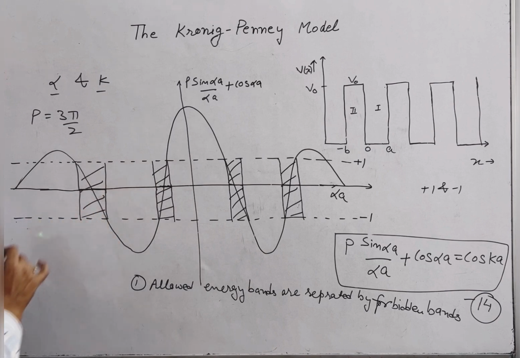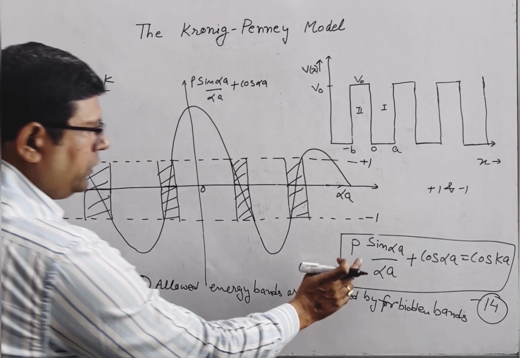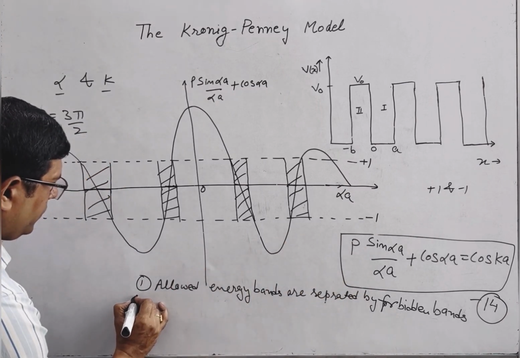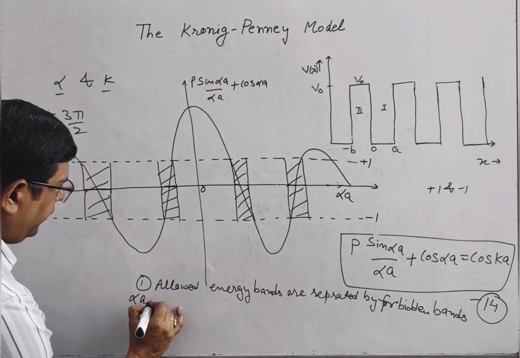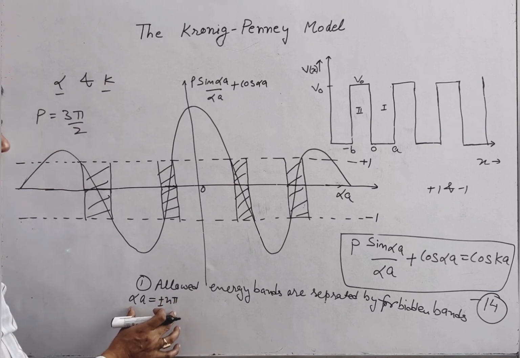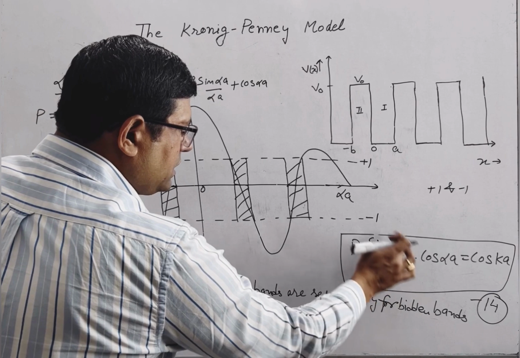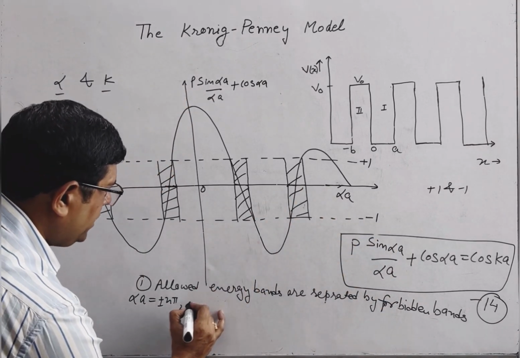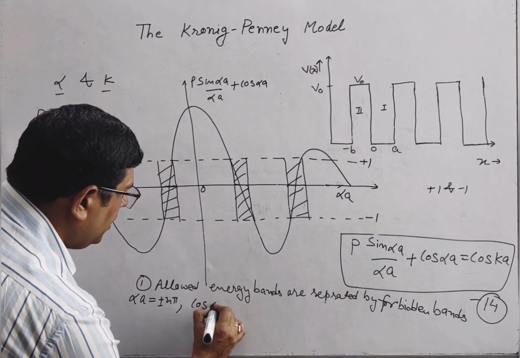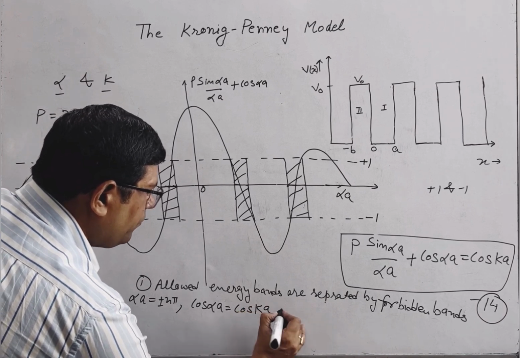Allowed bands, not allowed, and so on. If in equation number 14 alpha a equal to plus minus n pi, let alpha a equal to plus minus n pi in this equation, then the first term will be 0 and we get cos alpha a equal to cos ka.